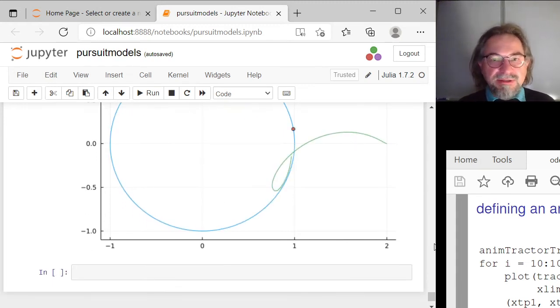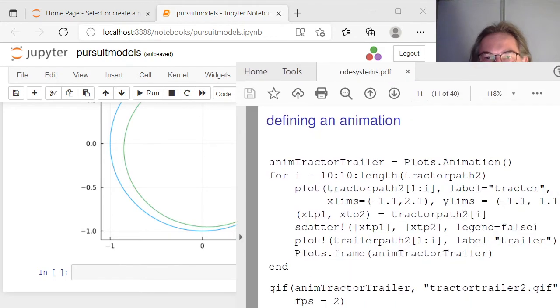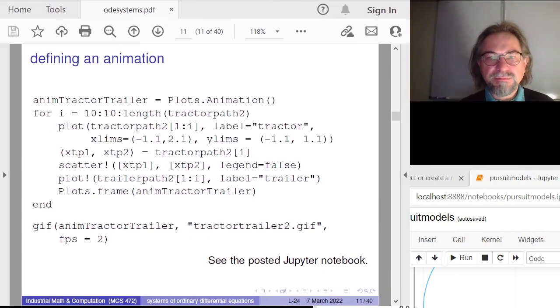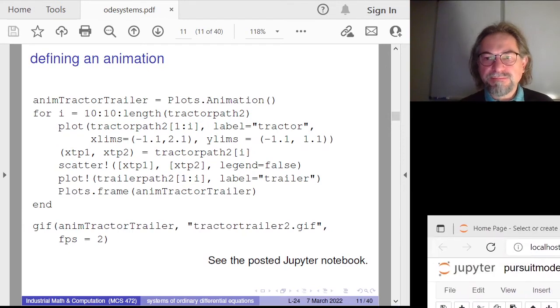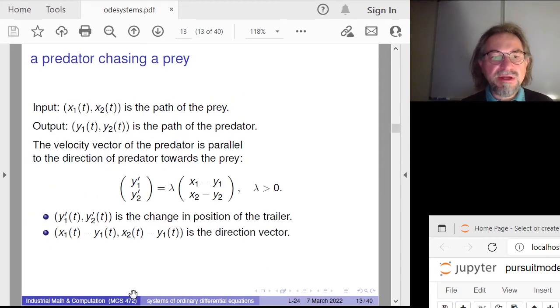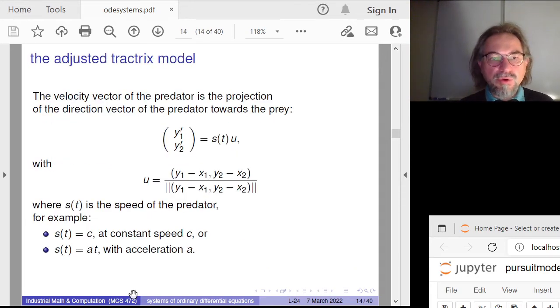Okay, so that's the Jupyter notebook. So let me swap the slides now, let me move the Jupyter notebook out of the way and go back to the slides. So we'll very briefly scroll through this. So we now know the adjusted tractrix model.